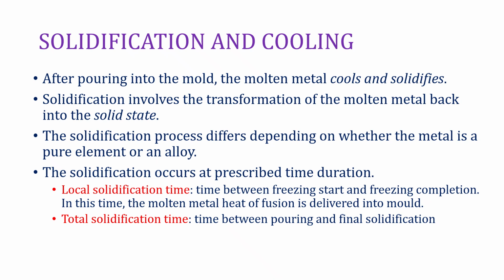There are two important terms to remember when talking about casting solidification. The first is the local solidification time, which is the time required for a particular section of the casting to change completely from liquid to solid. The next one is the total solidification time, which is the total time taken from pouring until the entire casting has completely solidified. Proper control of solidification is essential because it determines the grain structure, mechanical properties, and occurrence of defects such as shrinkage cavity and porosity.